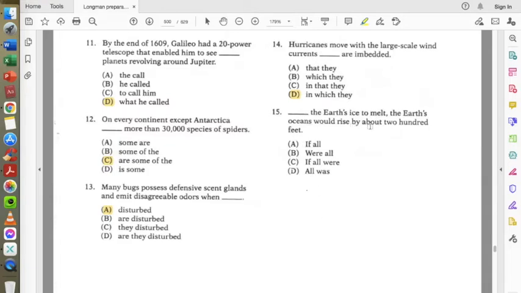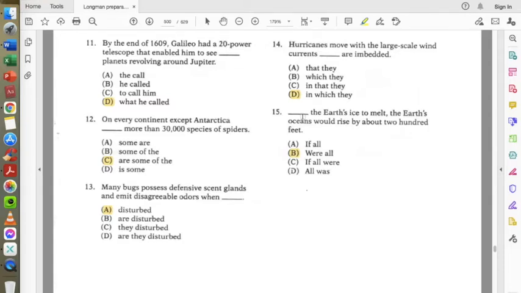Number 15, blank the Earth's ice to melt. The Earth's oceans would rise by about 200 if the Earth's ice were to melt, but that's incorrect because we don't have were here. So this is a way to phrase the conditional. We can say if the Earth's ice were to melt, or if the Earth's ice melted. This is a second conditional problem here. We've got would rise, we've got modal and base verb in the main clause.